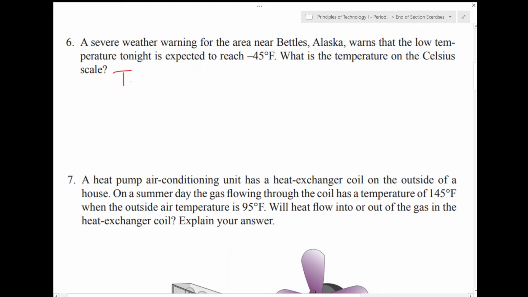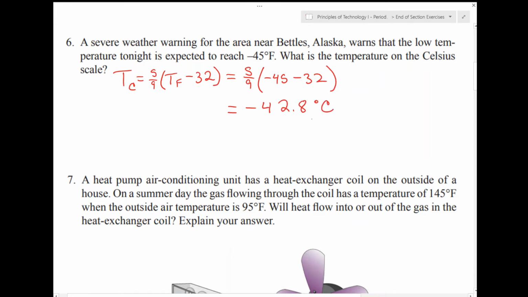For this one, we are going to use temperature in Celsius is equal to 5/9 times the quantity of the temperature in Fahrenheit minus 32. We make our substitution and we get 5/9 times the quantity of negative 45 degrees Fahrenheit minus 32. Enter the numbers into our calculator and we get an answer of negative 42.8 degrees Celsius.